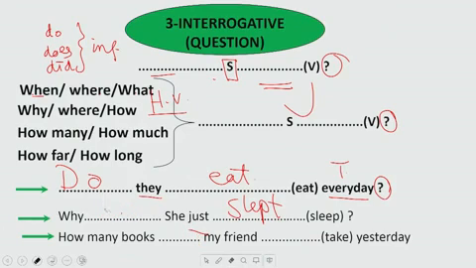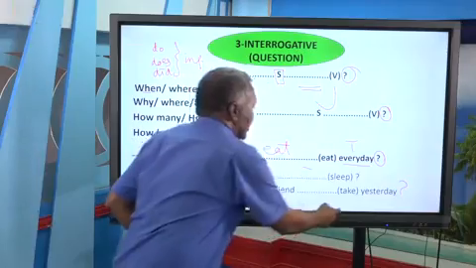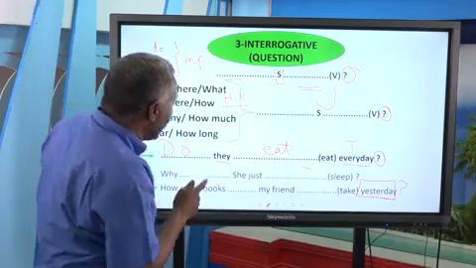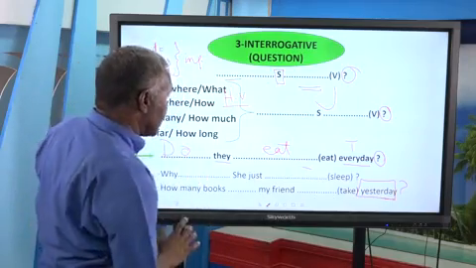Okay, the last question is here. What about: how many books dash my friend take yesterday? And there must be a question mark here. First, try to look for the time. What about the time here? Yesterday. It means past simple. Okay, what about this sentence? Is it an affirmative, negative, or interrogative sentence? Question. It means interrogative.